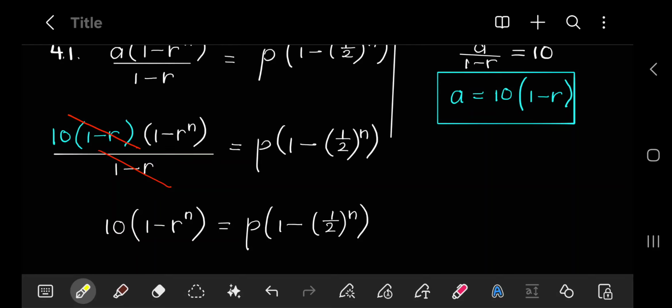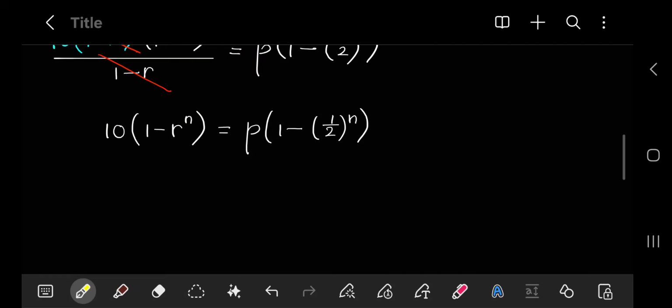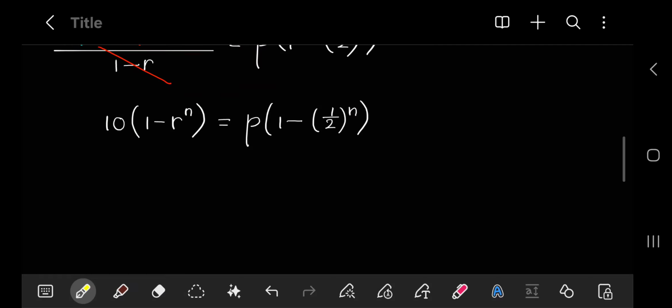At this point, you guys should realize that the left hand side of this equation and the right hand side are in the same format. What I mean by that is, let's compare inside the bracket first. The bracket starts off with 1 minus r to the power n, and the bracket on the right hand side has 1 minus a half to the power n. So what does this tell us? It tells us that r is equal to a half.